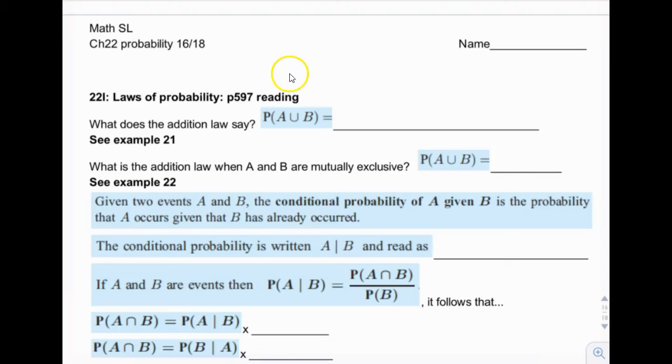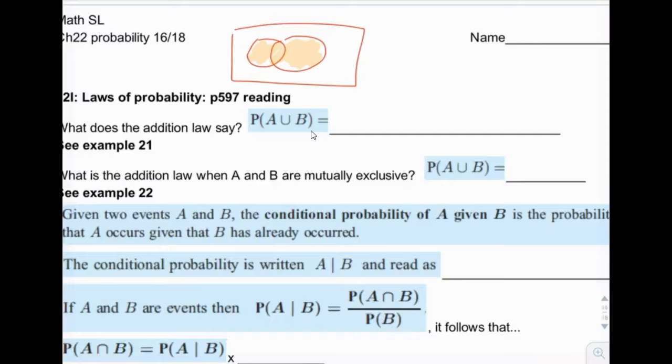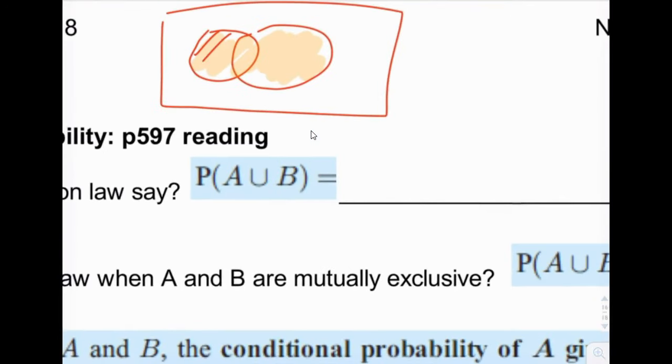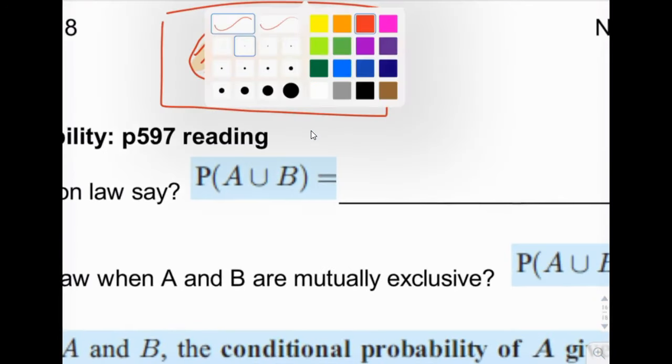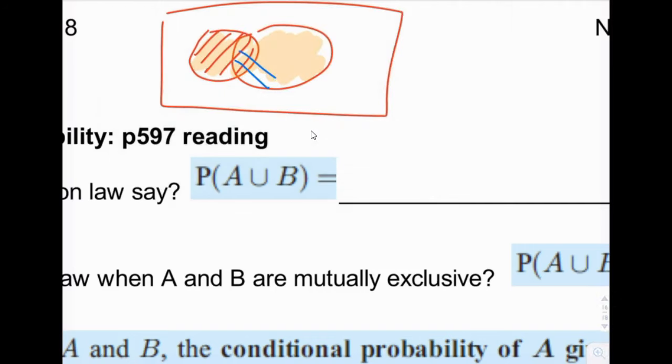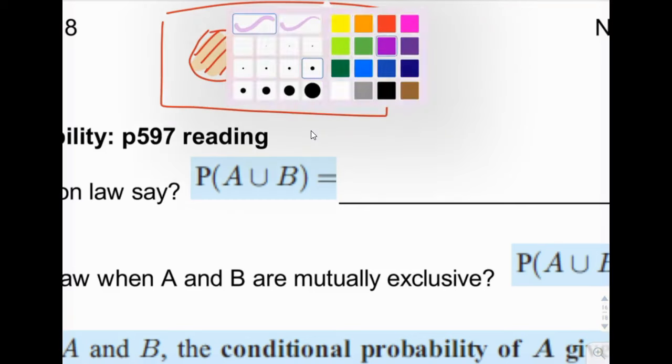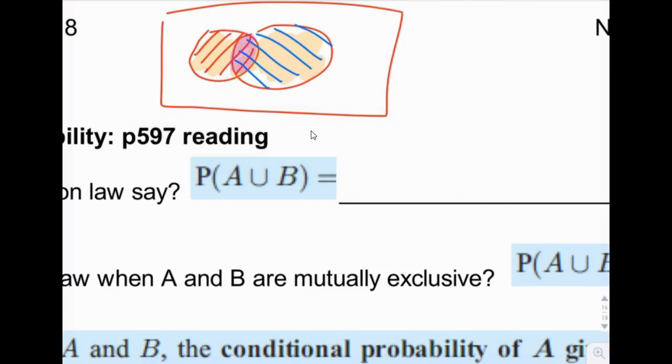Page 16 of probability. What does the addition law say? Oh, we just did that on the previous page. The addition law says that if you want this region, which is A union B, and we'll draw a Venn diagram here to show it, then it's basically like adding this region with this region and then removing the double counted part here.